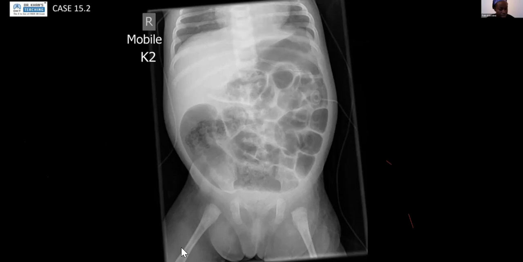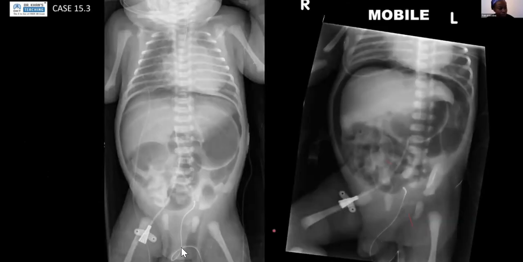Okay, and then this is the final one. So what do you see? In the second one, I see marked free air in the pneumoperitoneum. I see dilated small bowel loops with a regular sign seen on both sides. I see this tube. Okay, so you've seen 2 with pneumoperitoneum and 1 that's NEC/bowel obstruction, but no pneumoperitoneum.